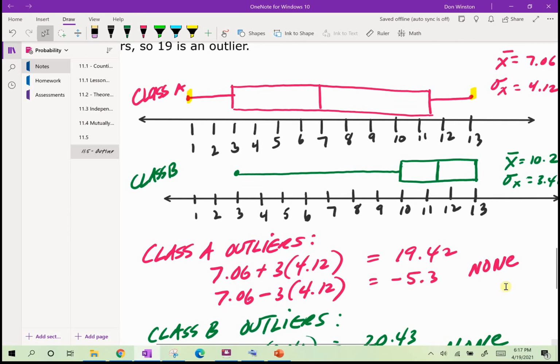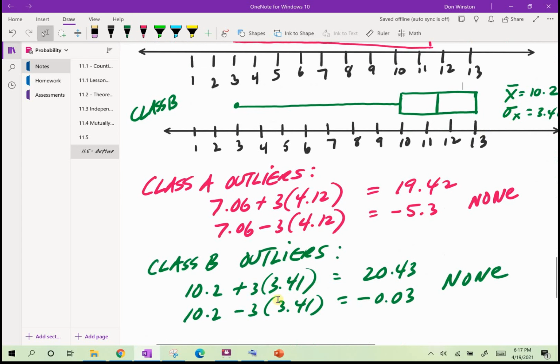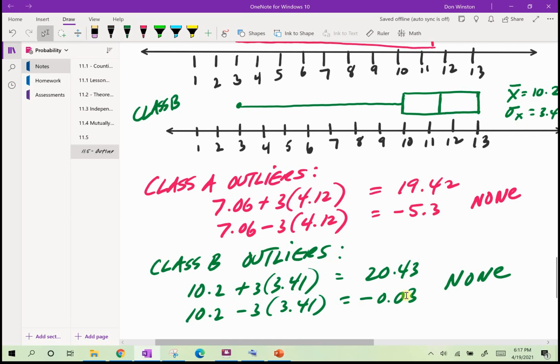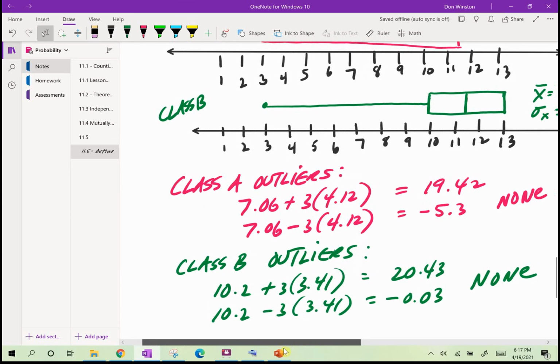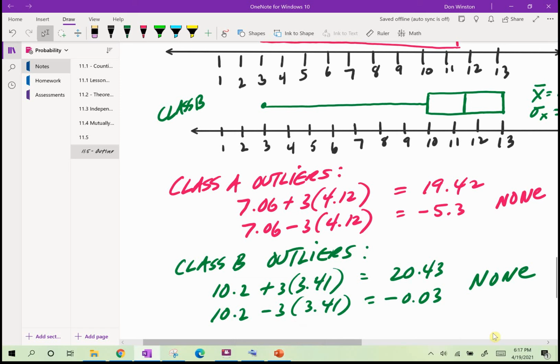And then let's look at Class B here. Their mean was 10.2. So we take 10.2 plus 3 times the standard deviation. That would give us 20.43. And then 10.2, the mean, minus 3 times the standard deviation would give us negative 0.03. So again, no outliers in Class B, because it went from 3 to 13. Actually, the max was the 3rd quartile. A lot of students got 13 in that class. All right, but there were no outliers.